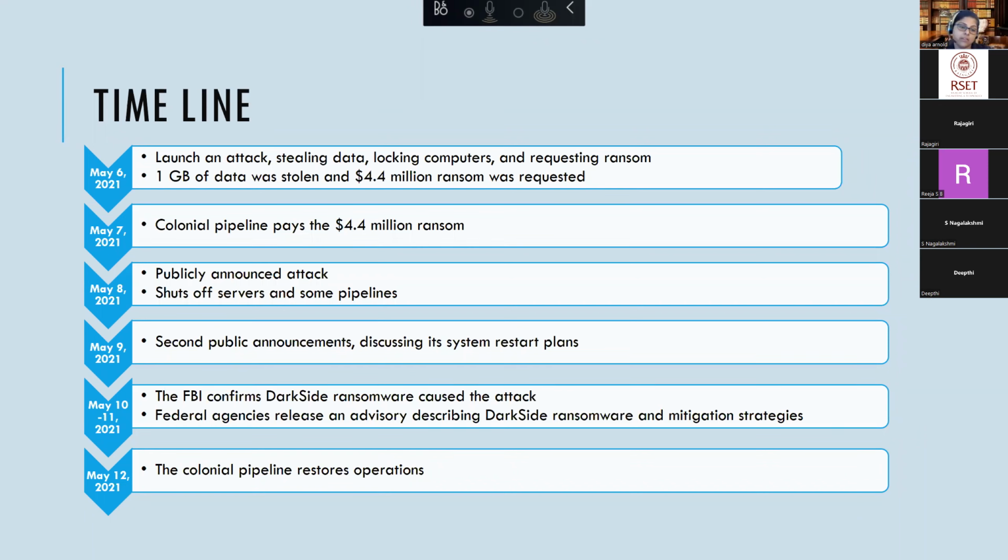The attack spread, and it was a very highly impactful attack, I would say. The US president declared this particular attack a state of national emergency. We could see lots of panic buying of oil, those kinds of things. So let's see what happened behind the scenes.